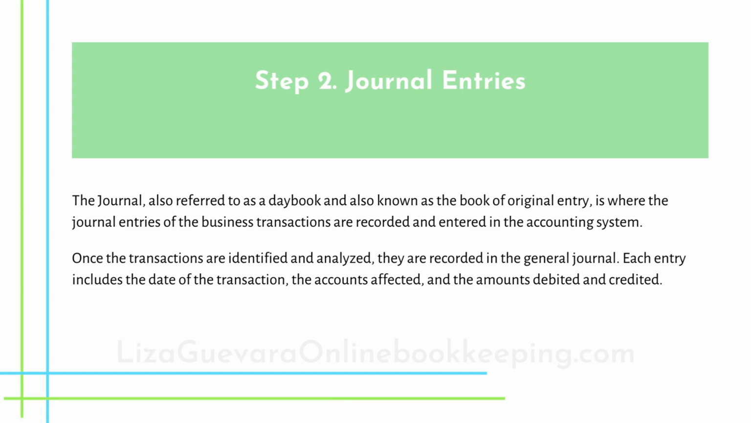So once the transactions are identified and analyzed, they are recorded in the general journal. Each entry includes the date of the transaction, the accounts affected, and the amounts debited and credited. So you will find this information in your supporting document, the amount and the account. And also you'll have to describe what kind of transaction this is.